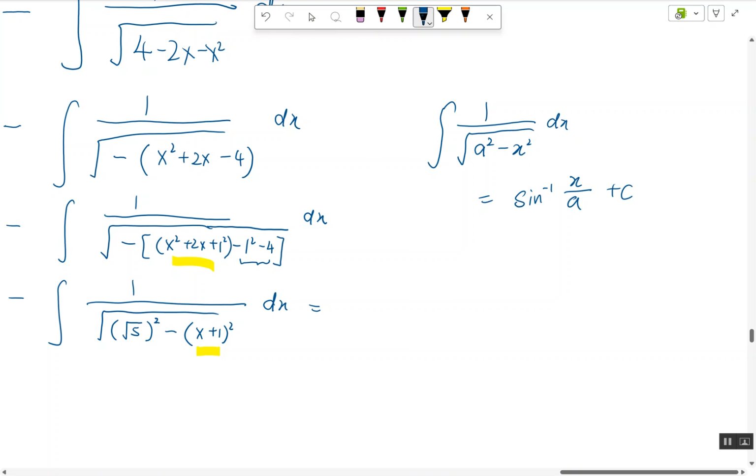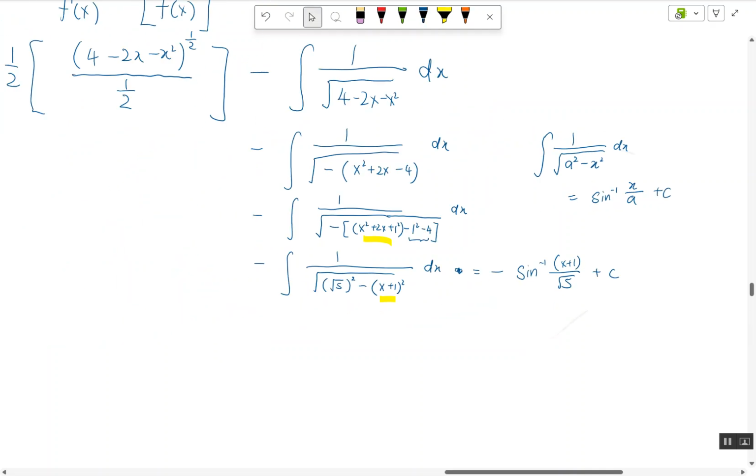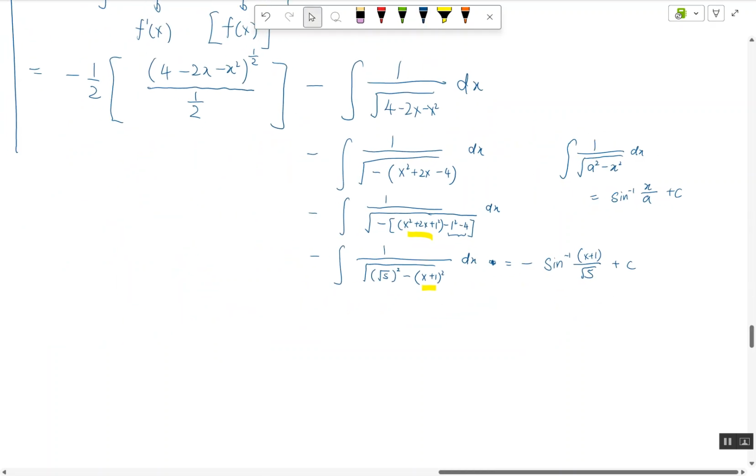Just apply this inside. So I'm just going to focus on this part. This guy is equal to, the negative is still on the outside, integrate this, I will get inverse sine x plus 1 over square root 5, plus c. So this is just for this side. Whatever you have done for the first part, just make it nice and then write down the answer over here.